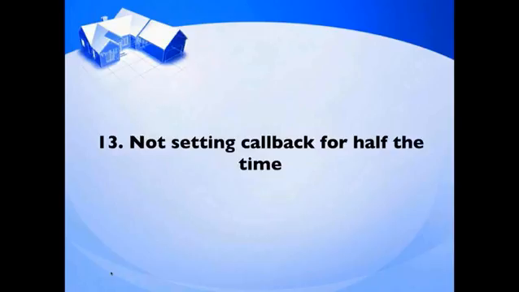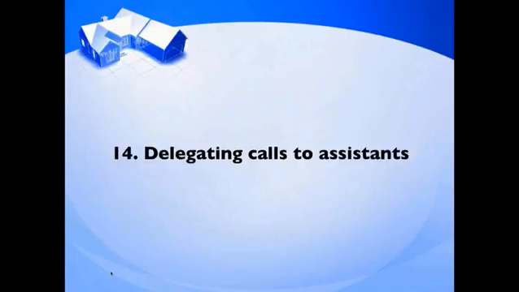Let's go to number 13. Mistake number 13 is what I just said, not setting a callback for half the time. It's a mistake, and I'm going to talk about why in a few minutes. But I think we can see why a prospect who sees us as a salesperson might arbitrarily tell us a time frame that's a little bit longer than it really is, because they don't want to be pressured. Mistake number 14, delegating calls to unskilled assistants.